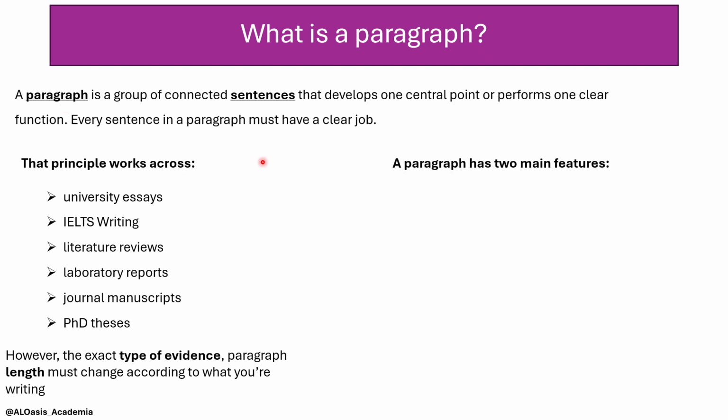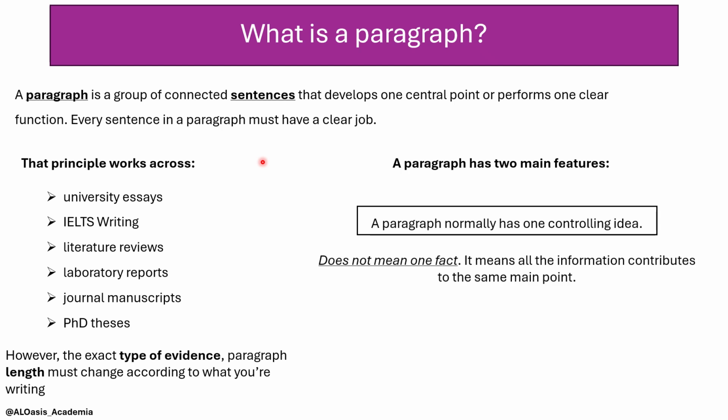So each paragraph has two main features, and you need to pay close attention to the points that we're going to cover now. The first thing is that a paragraph normally has one controlling idea. And I see that usually when I teach that to students, they confuse one controlling idea with one fact. So when I say that a paragraph normally has one controlling idea, it doesn't mean that the paragraph would have only one fact. What I mean is that all the information within that paragraph contributes to the same point.